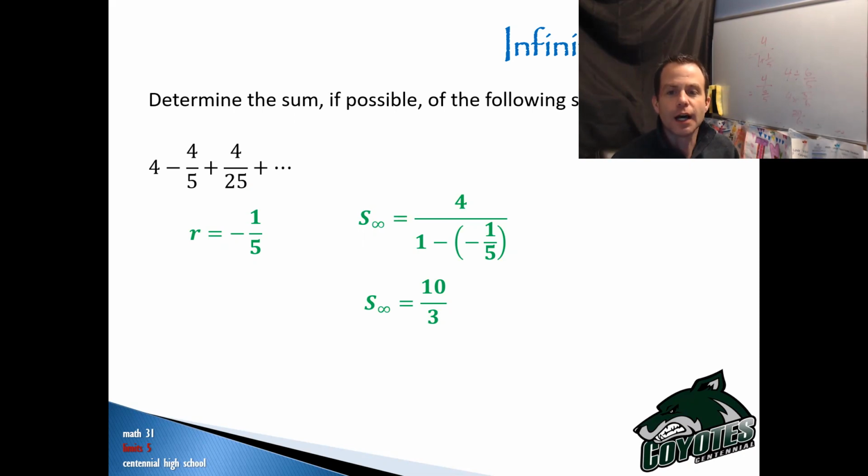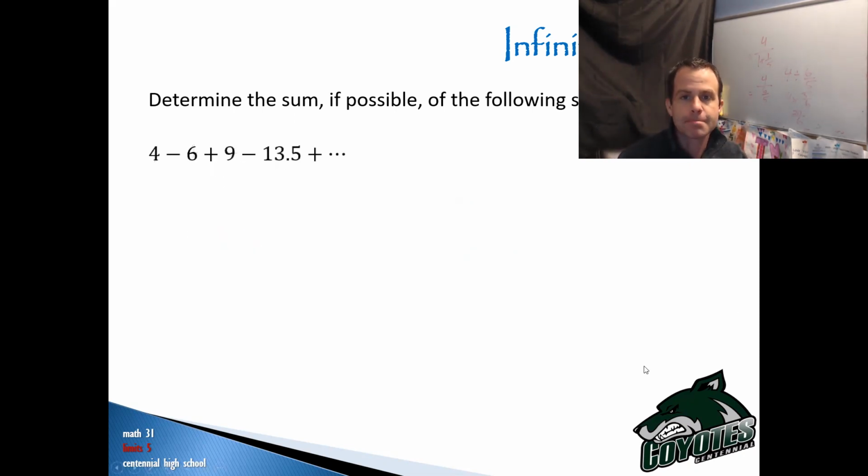Okay, so the sum to infinity for this series is 10 over 3. All right, try this one: 4, then -6, plus 9, minus 13.5, plus and so on. I want you to see that those numbers are actually getting bigger each time. If those numbers are getting bigger each time, this is a divergent series, so there's not going to be a sum.